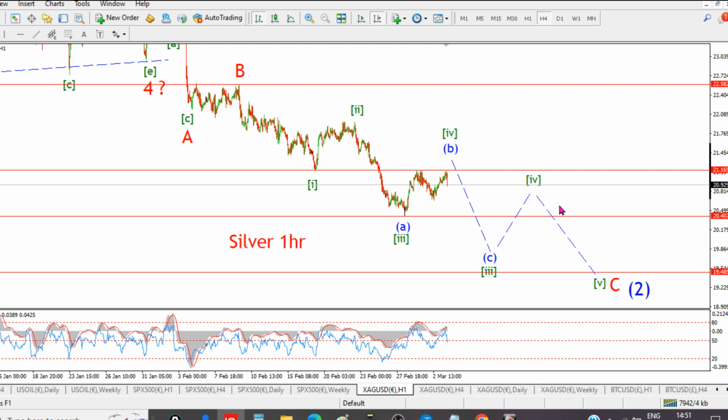So watch out. I think there's a pretty solid low coming in silver pretty soon, but I think it's down around, well, it's between $18 and $19, I think. That's where that low will come in. Okay.